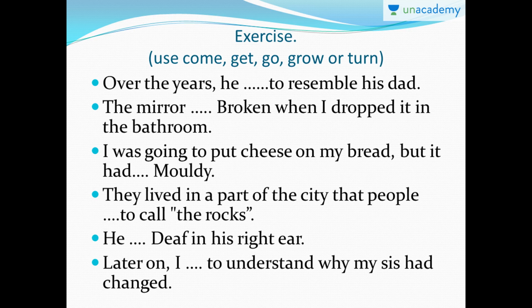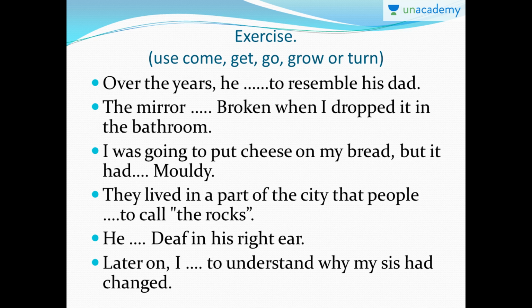Okay, so let's start. First one, over the years he dash to resemble his dad. So after the dash you have the verb to resemble. So it is in the infinitive form. So which are the two verbs that you'll use? Come and grow. So in this tense it will become over the years he came to resemble his dad, or he grew to resemble his dad. Okay, so you'll have to accord it with the tense.